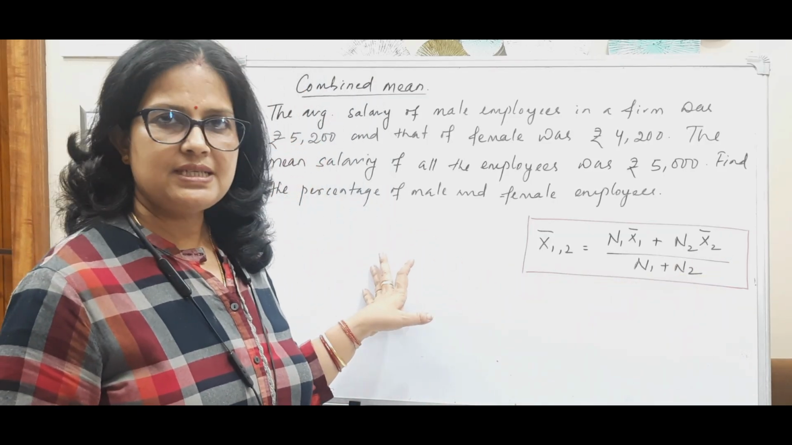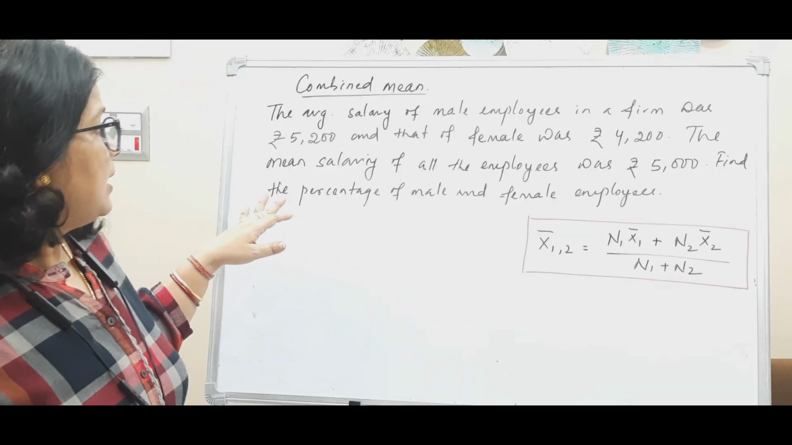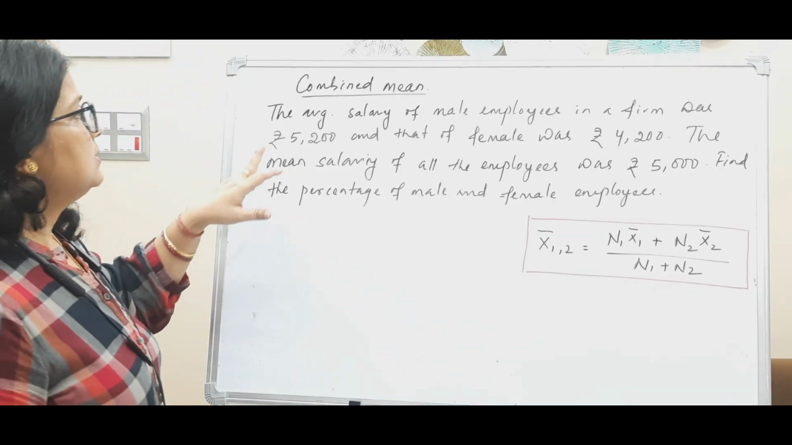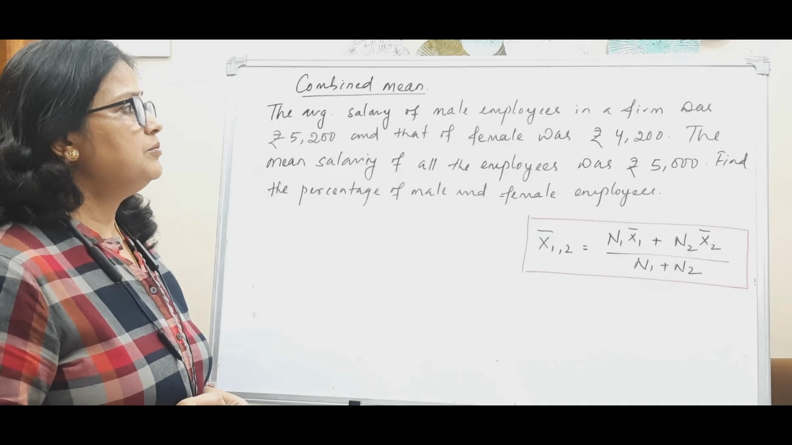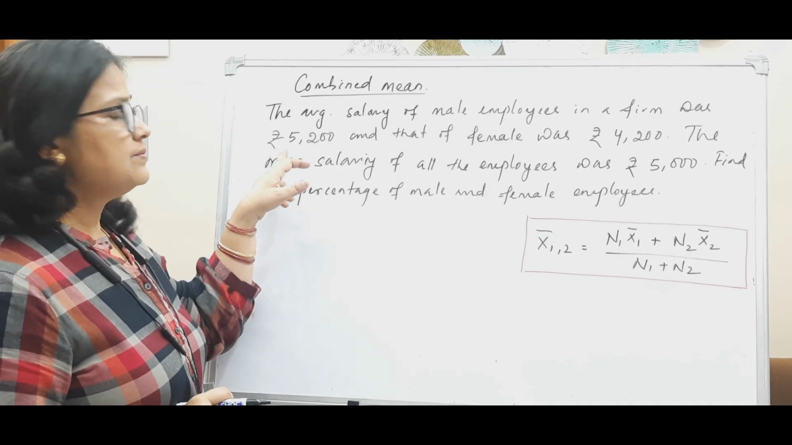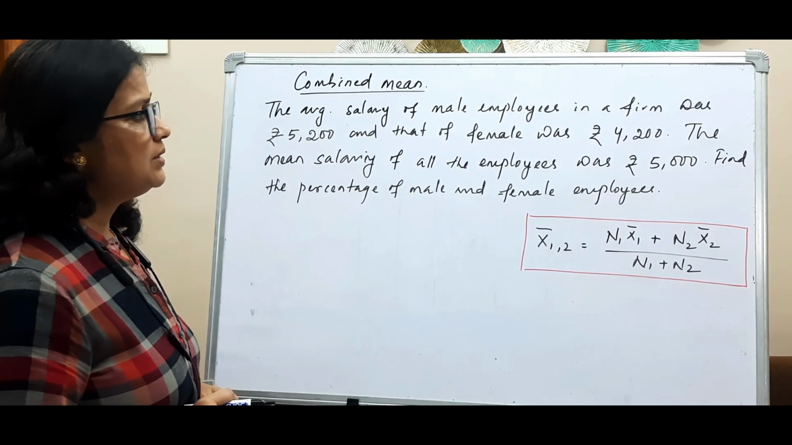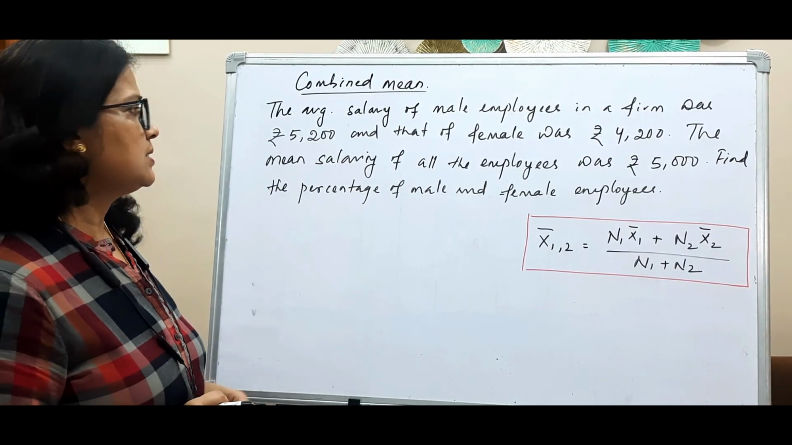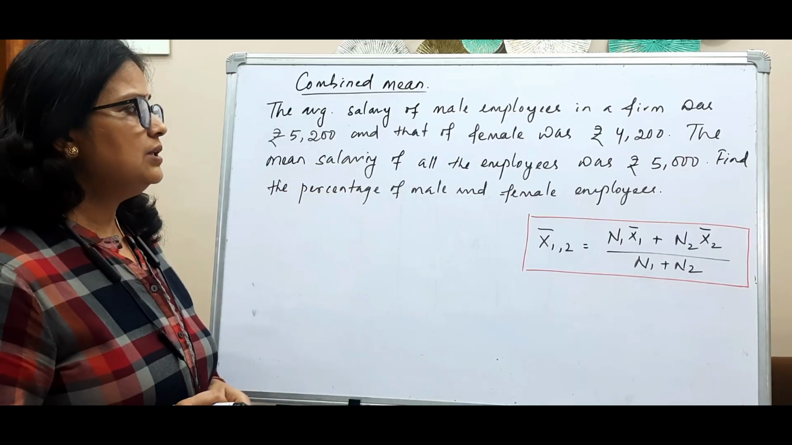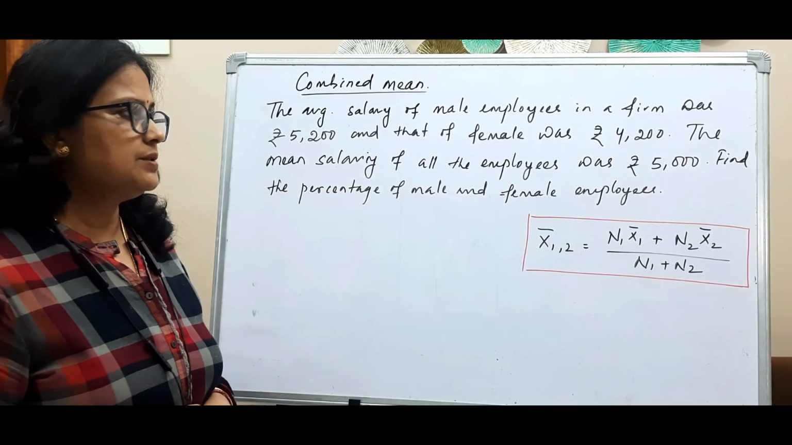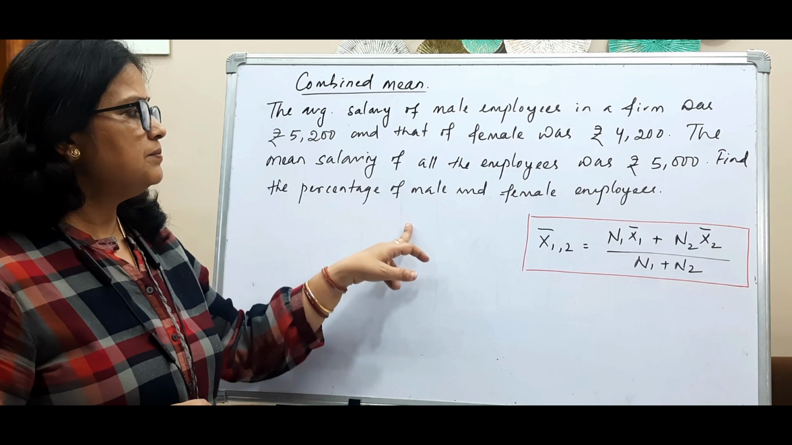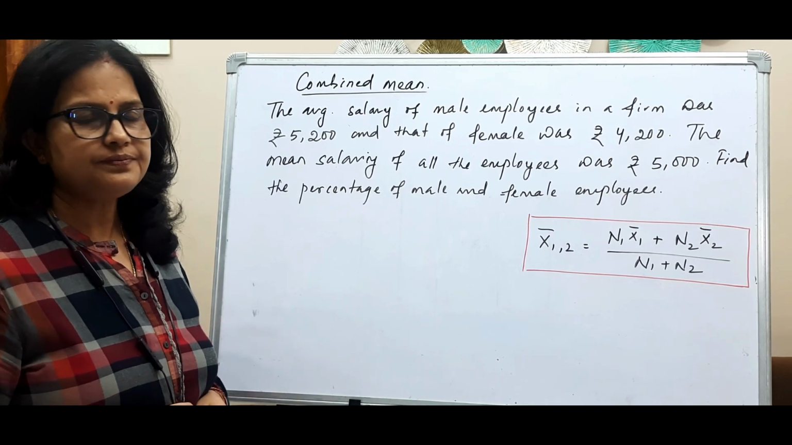So we have taken one example. I am going through the example. The average salary of male employees in a firm was 5,200 rupees and that of the female was 4,200 rupees. The mean salary of all the employees was 5,000. Find the percentage of male and female employees.